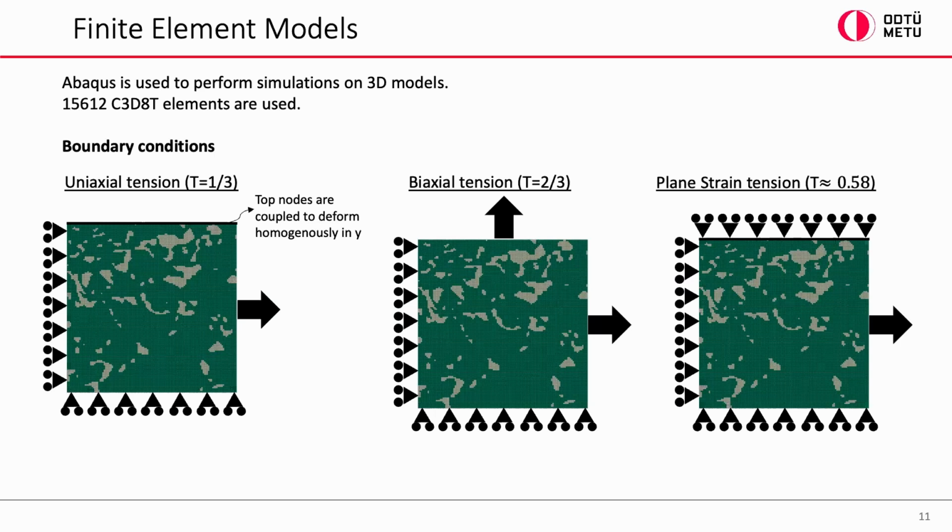And the nodes on the top surface and the right surface are coupled to a master node to deform them homogeneously throughout the deformation. For biaxial tension, of course, we are pulling from the 2 sides, and for plane strain tension, the top side is fixed in a symmetry direction. So uniaxial tension corresponds to a triaxiality of 1/3, and for the biaxial tension, triaxiality is 2/3.